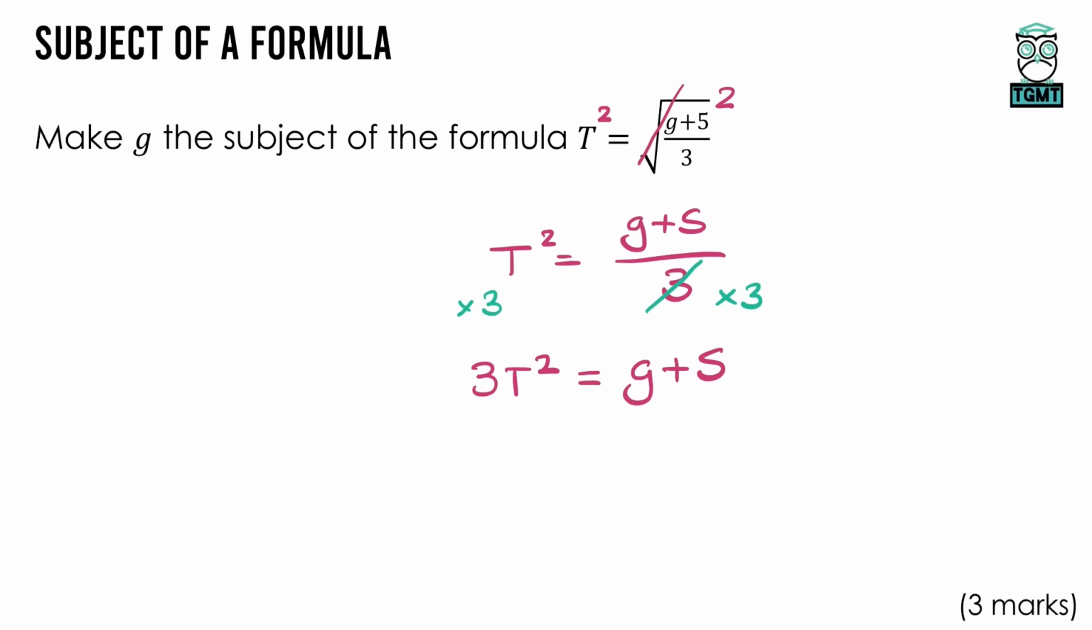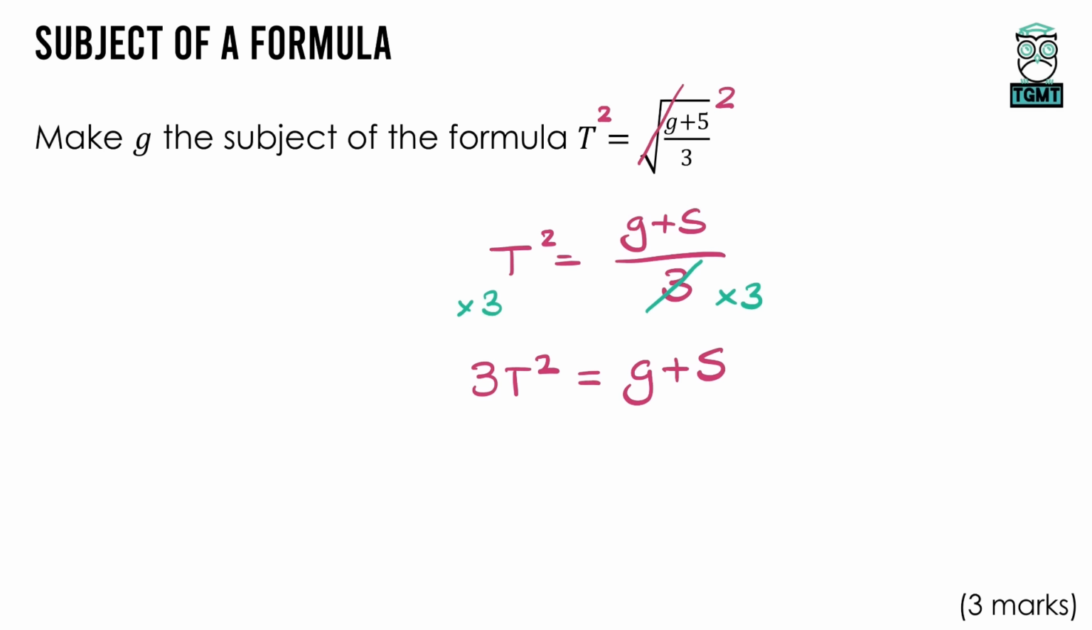There's now only one step left, and that is to get rid of that 5, so that g is the subject. To get rid of a plus 5, we will minus 5, and when we minus 5 from the left hand side, we have these 3t squareds, then take away 5, and that is equal to g. And again, if you have g equals on your dotted line, you would just write 3t squared minus 5, or you can write it either way round, 3t squared minus 5 equals g, or g equals 3t squared minus 5.